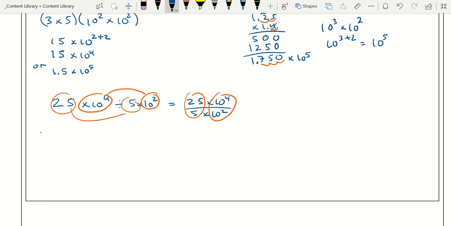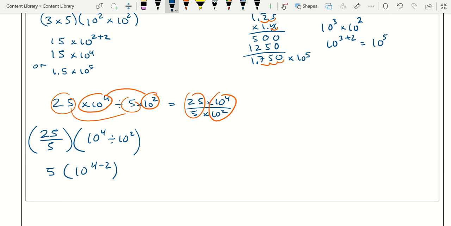So let's do 25 divided by 5, and then 10 to the 4 divided by 10 to the 2. Recall, 25 divided by 5 is 5, and then we have 10 to the 4. Recall our exponent laws. So division means subtract the exponents, so 4 minus 2, and that gives us 5 times 10 to the 2.